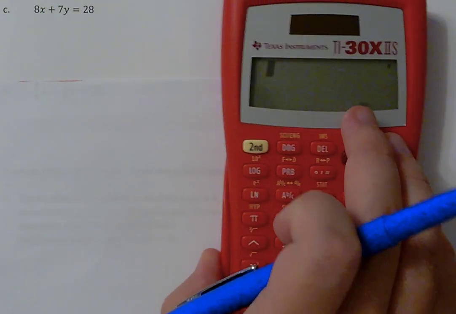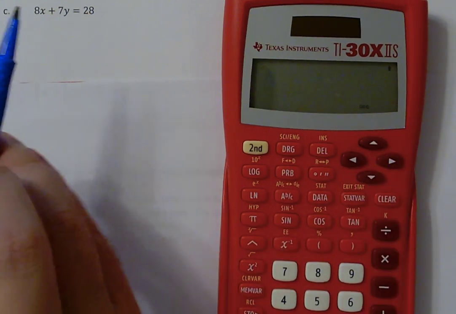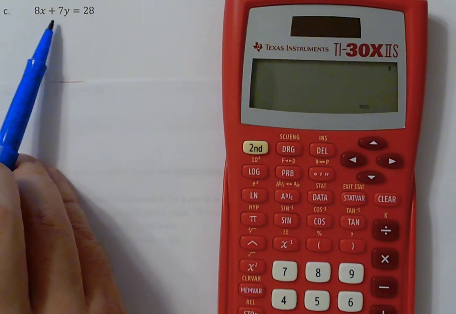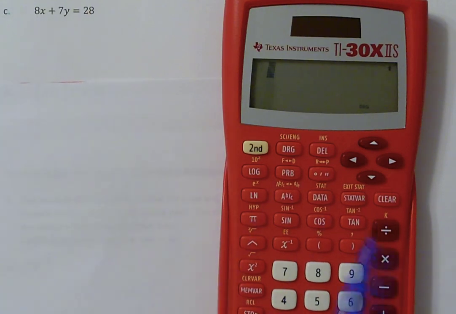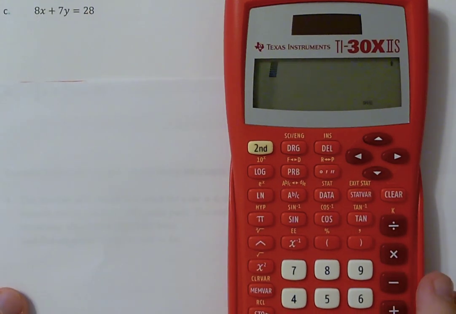All right, for C, from here on, I'm going to use the cover-up method. If you want to plug 0 in for x and y and solve, go ahead and do that, and then see if you match up with what I get. You should, if you do your math correctly, get the same result. Now, if I look at C, I have 8x plus 7y equals 28, and I need to find my x and y-intercepts for this problem.